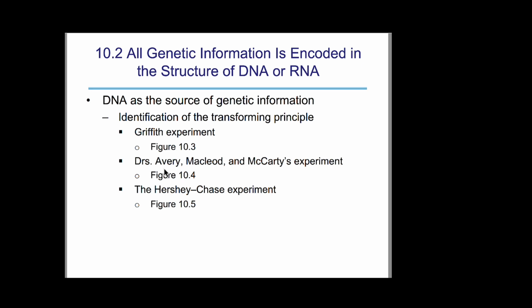So DNA is known as the source of genetic information. It was identified as the transforming principle in Griffith's experiment, which I'm going to show you in a second. But it also laid the foundation for 2 other hallmark studies that you should know.